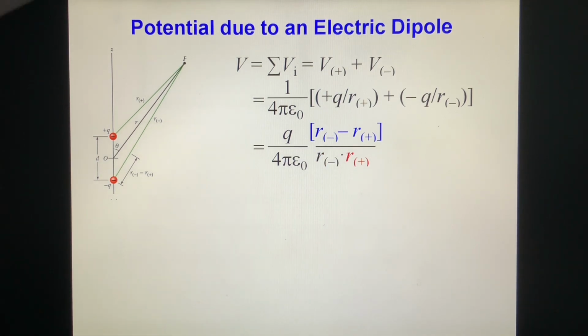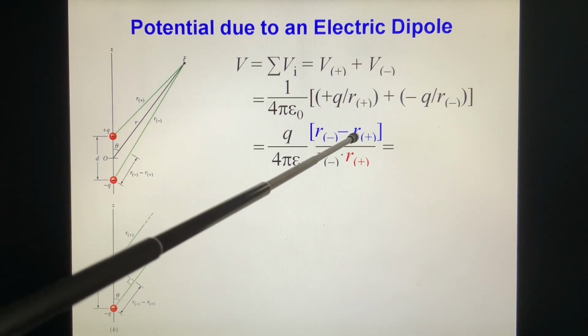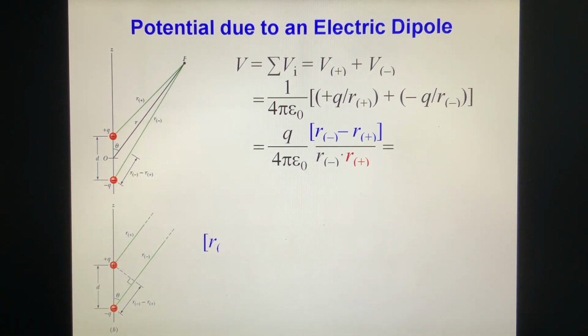Now we see this R minus, this R plus. This distance is R minus minus R plus. This one actually equals d cosine theta. So we put in d cosine theta, and we look at R minus times R plus.